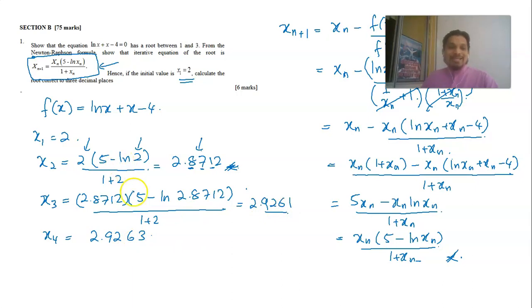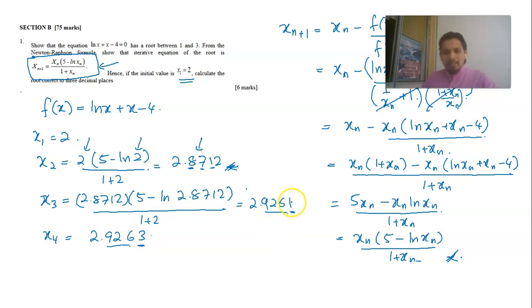So look at this one here now. Okay, for the first and second process of this, I strongly suggest to all of you to substitute the value of x here and also here. But for x4, x5, or x6, you can just simply use the calculator. Okay, so look at this one. 2.926. 2.926.